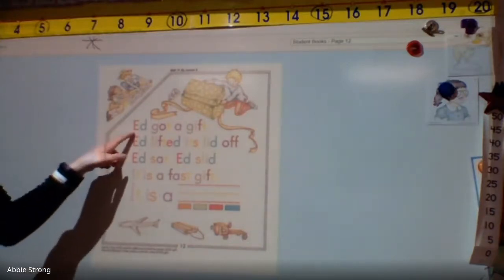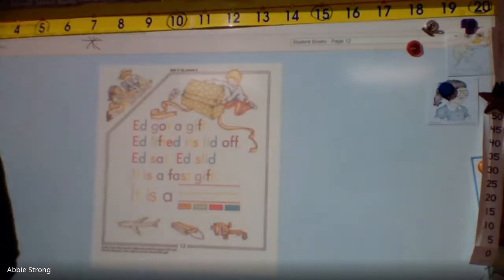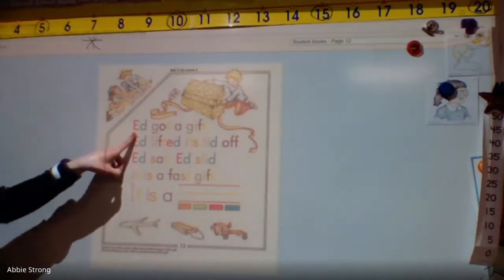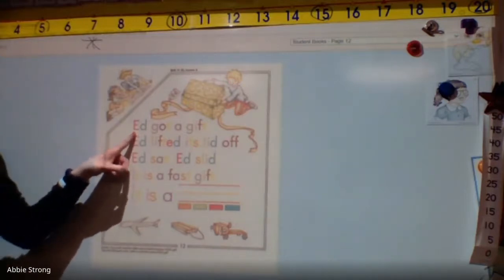So we're going to start at the first line. I need you to put your finger on the first word. We're going to blend and read these sounds together. You don't need a pencil out right now. So just use your finger. We're going to touch each of these letters and blend these sounds together.